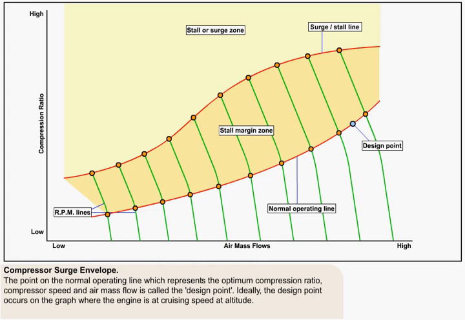Every compressor has an optimum operating point on the normal operating line which represents just one particular compression ratio, compressor speed, and air mass flow. The optimum point is called the design point. Ideally, the design point occurs on the graph where the engine will spend most of its service life, that is, at cruising speed at altitude.